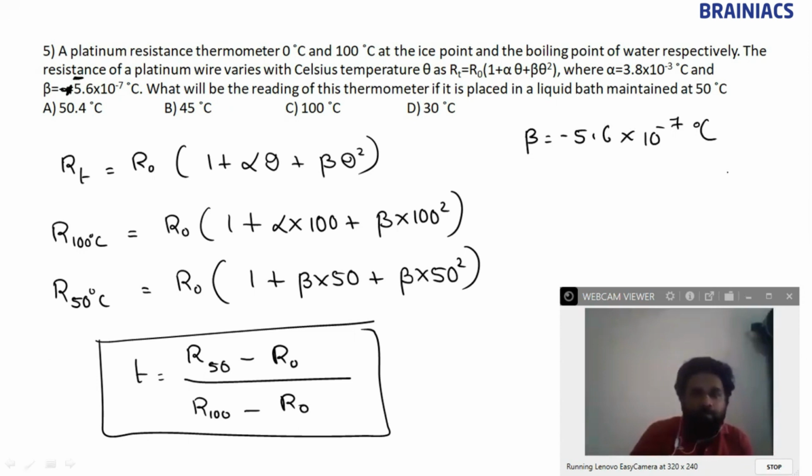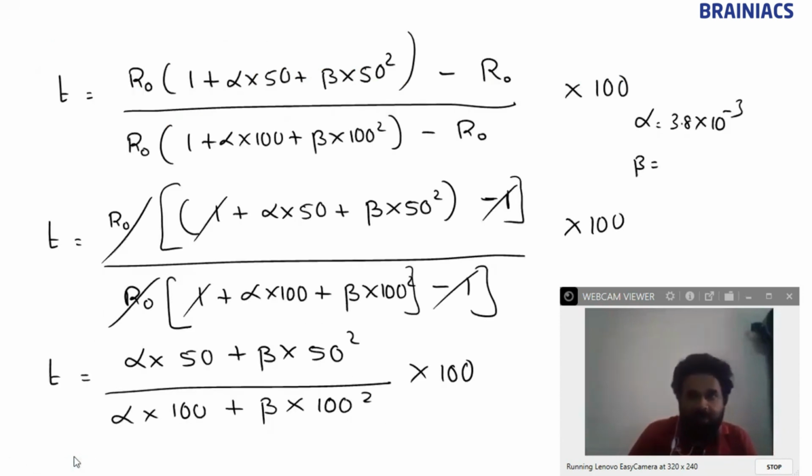Minus 5.6 into 10 raised to minus 7 per degree Celsius. Actually, its unit will be per degree Celsius. The units are given as wrong. Per degree Celsius will come, I think so. Yes. So here beta is equal to minus 5.6 into 10 raised to minus 7.